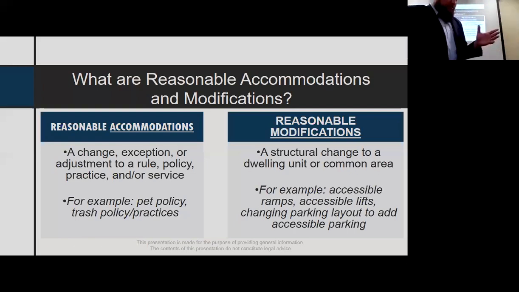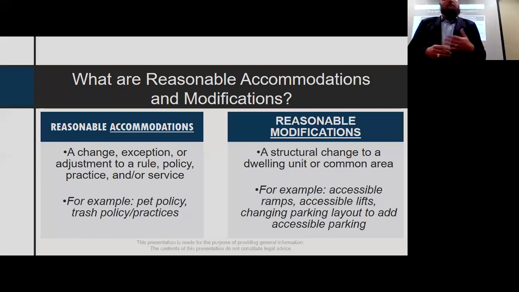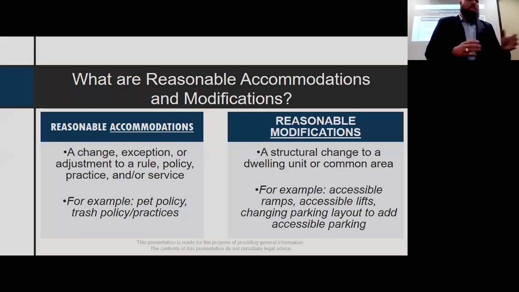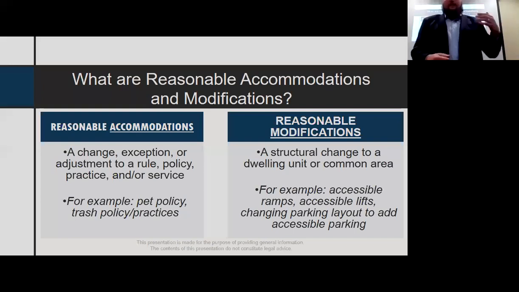Reasonable modifications are a little bit different because it's a structural change to the property itself, either a dwelling unit or a common area. And generally what you run into here is that the cost of a reasonable modification is going to be passed on to the tenant themselves. In most instances, there's some areas, and we'll talk about those in a little bit, where the cost is borne by the landlord, but most instances, the modification is the tenant's. So here we have wheelchair accessibility ramps, accessible lifts.